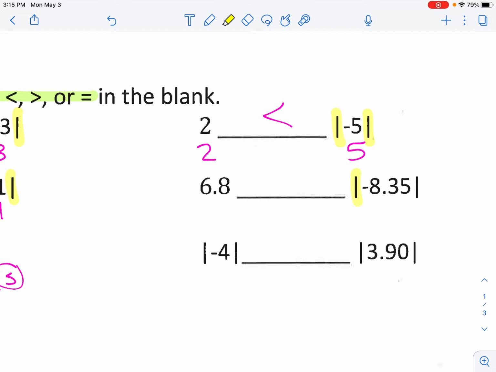6 8/10 compared to the absolute value of -8 and 35/100. So we're really comparing 6 8/10 to 8 and 35/100. Remember, absolute value is always positive. So 6 8/10 is less than the absolute value of -8 and 35/100.